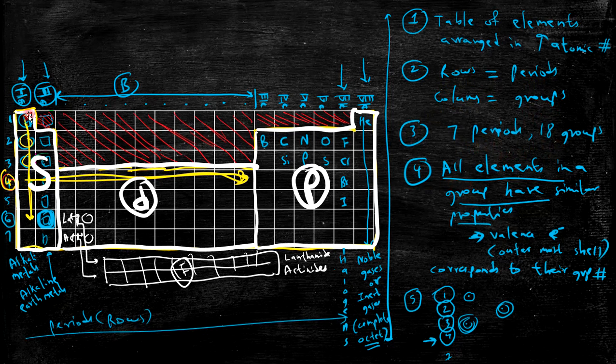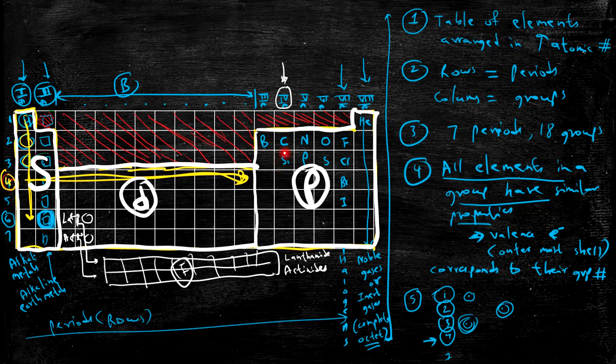All elements in the same group will have the same properties because they have the same number of electrons in the outermost shell, called valence electrons, and the number of valence electrons corresponds to the group number. If I take carbon, which belongs to group 4, it will have 4 valence electrons. Silicon also belongs to group 4A, so it will also have 4 valence electrons.